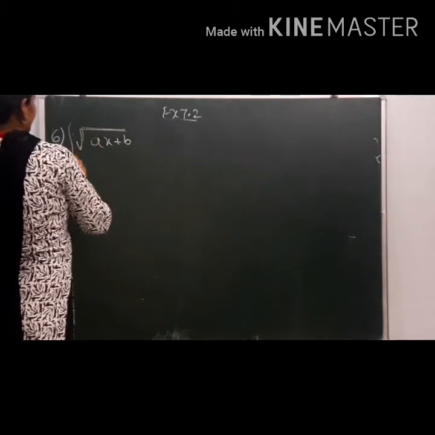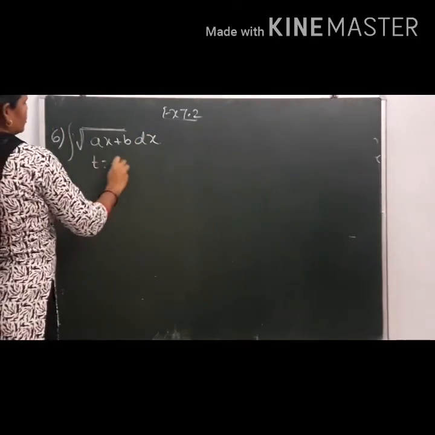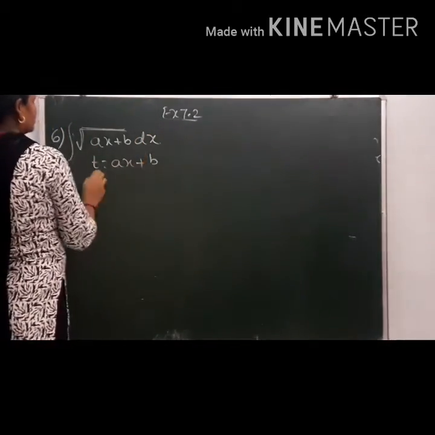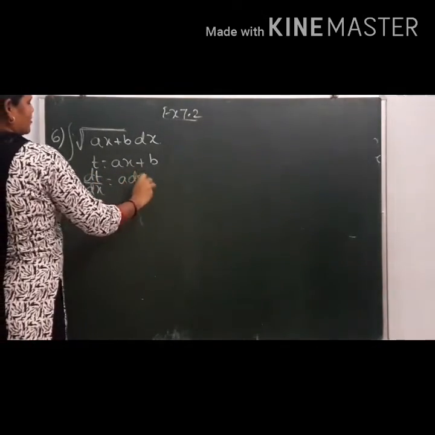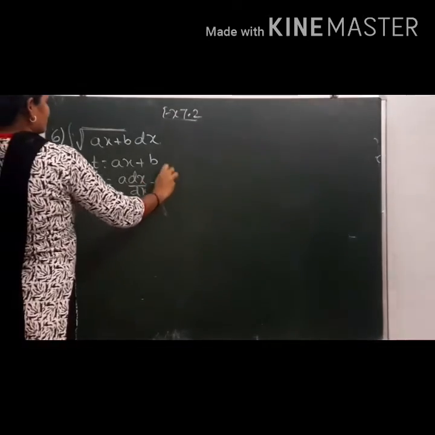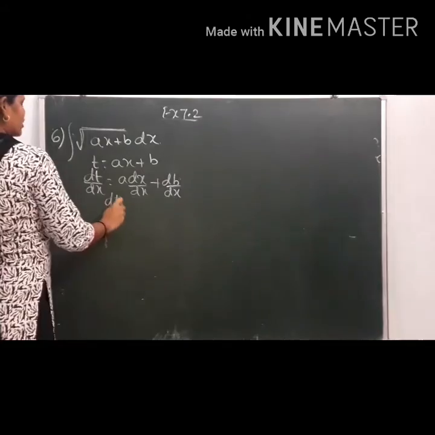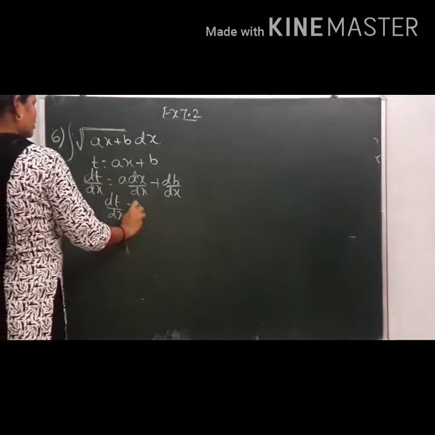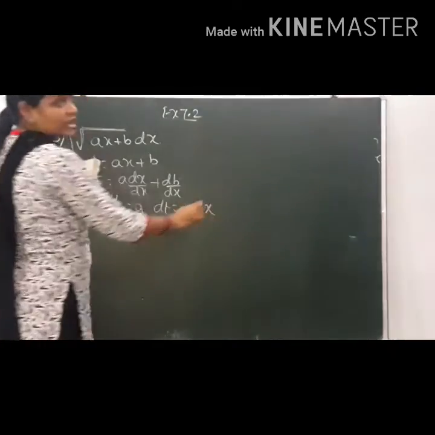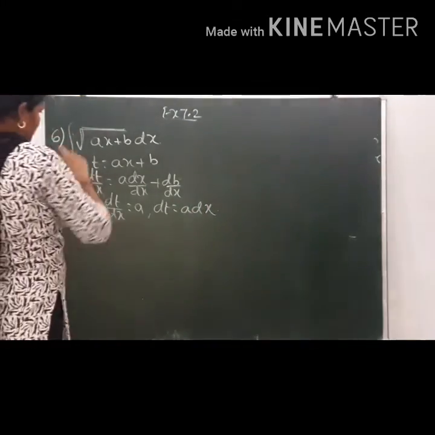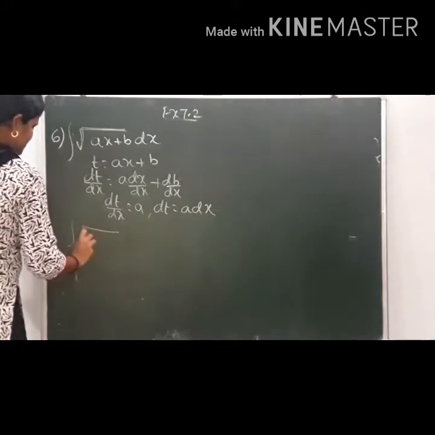Question number 6, that is the integration of the square root of ax + b dx. Let us put t = ax + b. Differentiate with respect to x, what will we get? a dx/dx plus db/dx, and db/dx is constant, 0. So dt/dx is equal to a. So dt is equal to a dx.